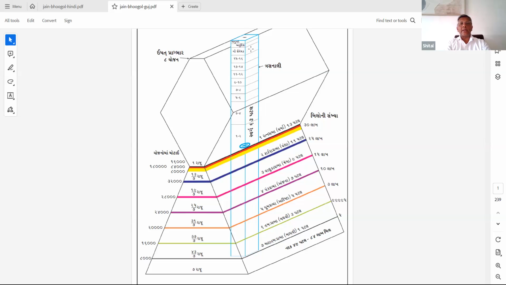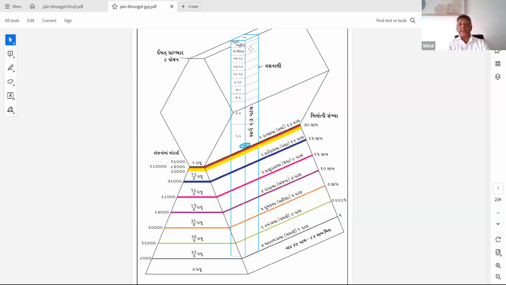Trasnali means the column where the Tras jeev live. The Tras jeev are the two sensed to the five sensed jeev. They reside in the Trasnali. So the one sensed jeev reside everywhere. The Tras jeev reside only in the Trasnali. The animals are one sense, two sense, three sense, four sense, five sense. So the two sensed to the five sensed animals, they are the Tras animals.